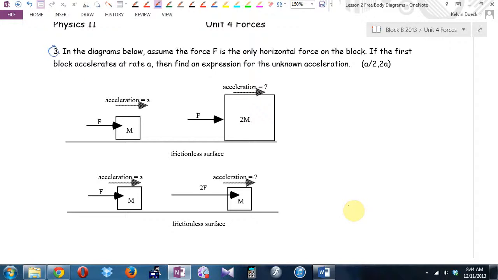Because lots of numbers go into 12. It's a little trick of the trade. 2, 3, 4, 6, those all go into 12. So I'm going to let this be 12 newtons. I just made that up. And I'm going to pick a nice mass for M as well. What's a nice number? How about 2?